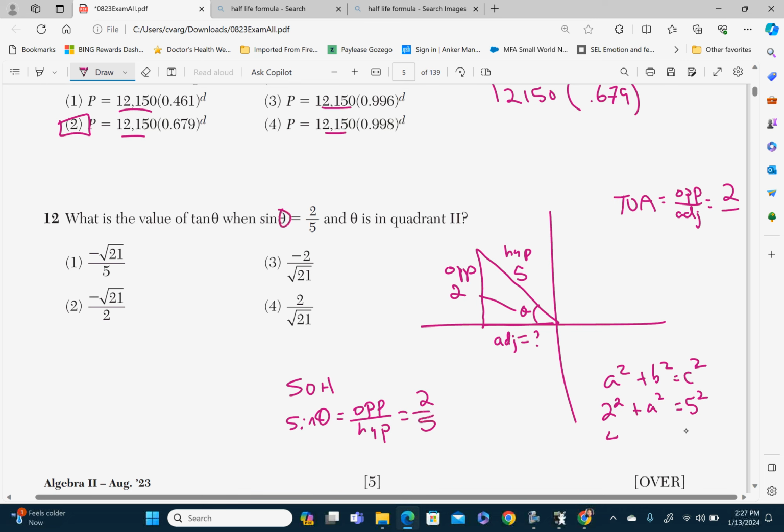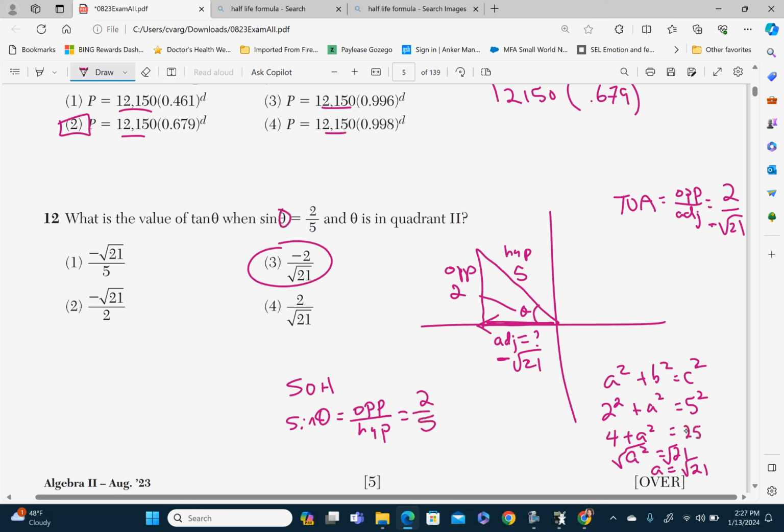2 squared is 4 plus a squared is equal to 25. Subtract 4 from both sides, I get a squared is equal to 21, and a is equal to the square root of 21. So that's going to be our number that's in the bottom. So we have square root of 21. We do need to remember that this is a negative number because we're going left here. So this is going to be negative radical 21, which is what answer choice 3 says.